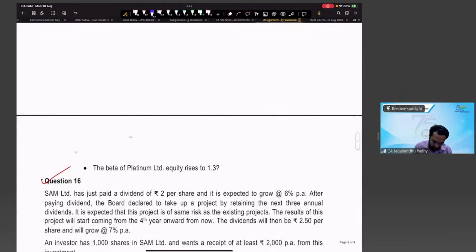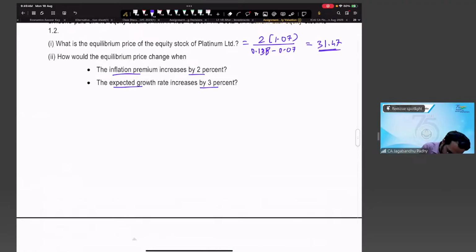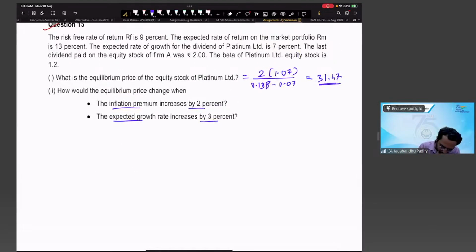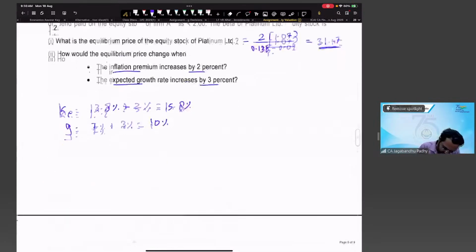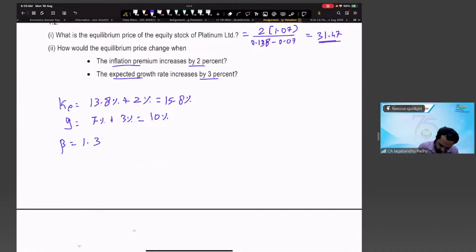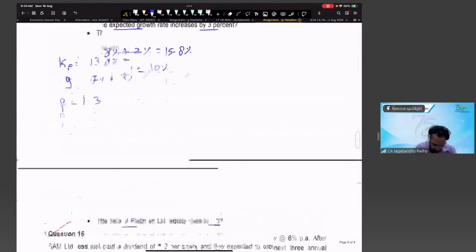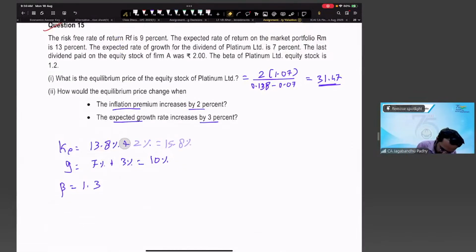Now, how does the equilibrium price change when the inflation premium increases by 2%, expected growth rate increases by 3%, and beta is 1.3? So now we have different numbers. The inflation premium is 2%, so to the KE of 13.8% you add another 2%, which is 15.8%. The growth rate was already 7%; add 3% and it becomes 10%. And then we have the beta as 1.3. If beta is 1.3, I cannot take this KE directly.